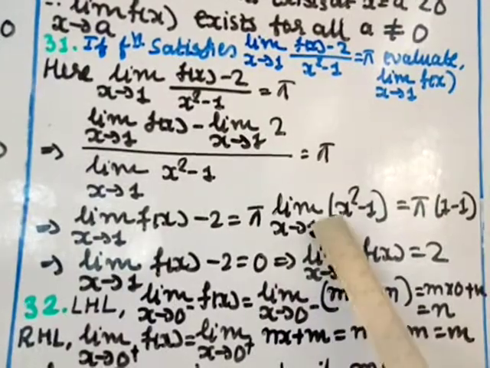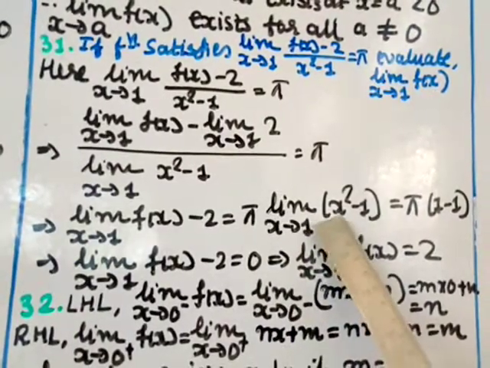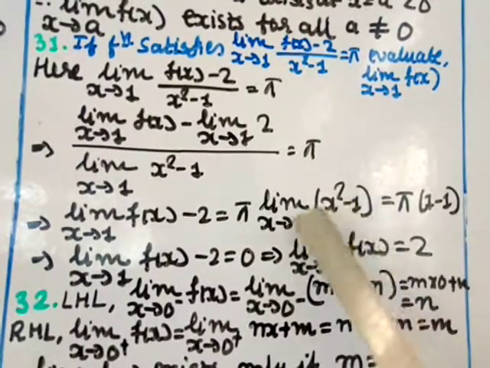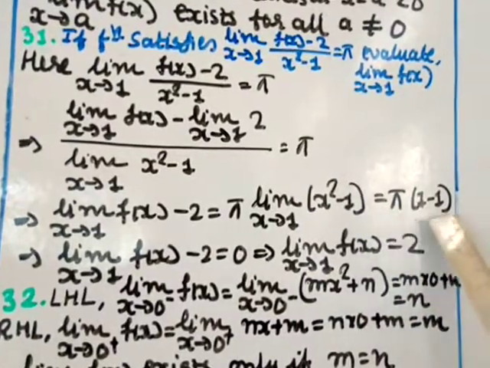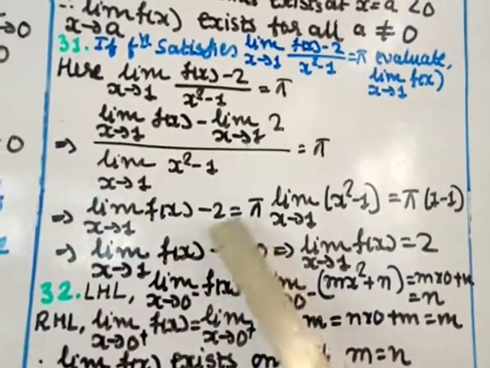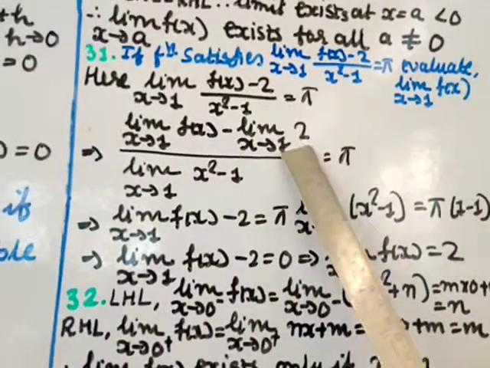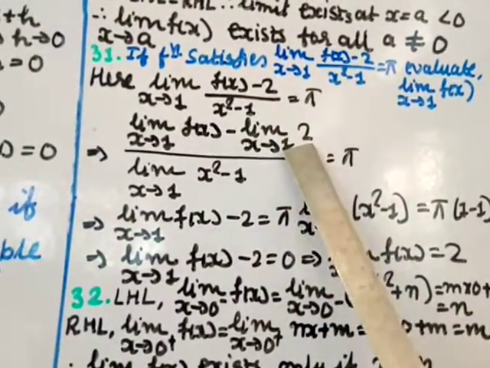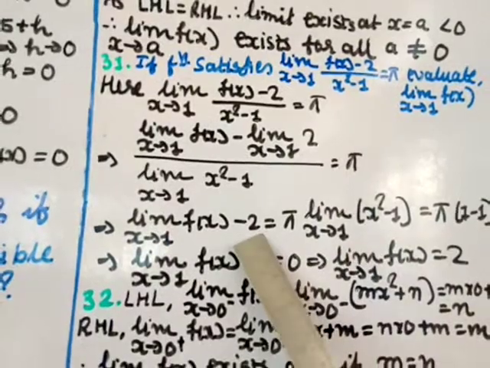Okay, now apply the limit here. If you put x value as 1, 1 square is 1, minus 1, which gives you 0. So you get here pi into (1 minus 1), but this is 0, so 0 into pi is 0, so this value is 0. And here this is a constant function 2, so the limit will not affect it, so the answer for this will be 2.